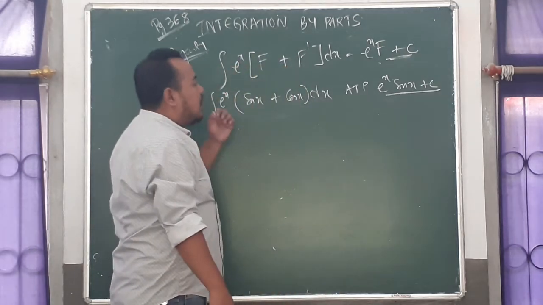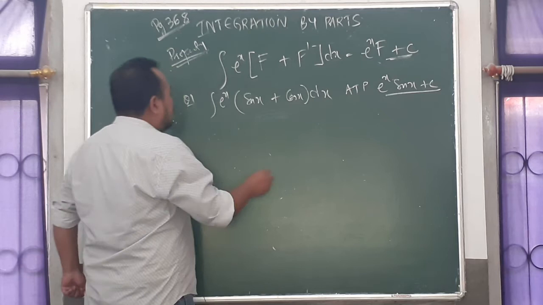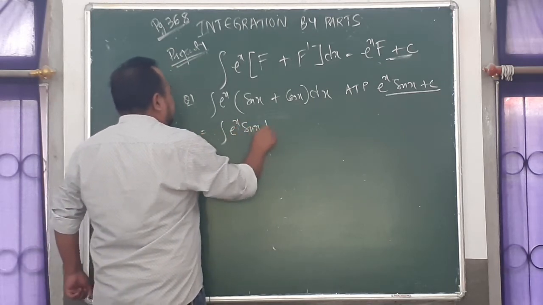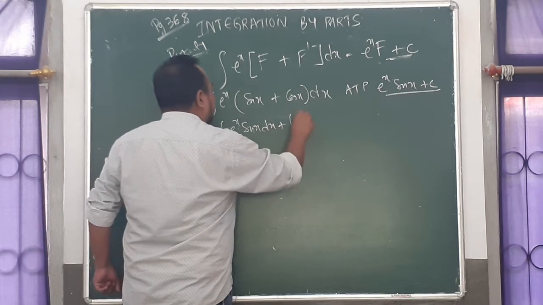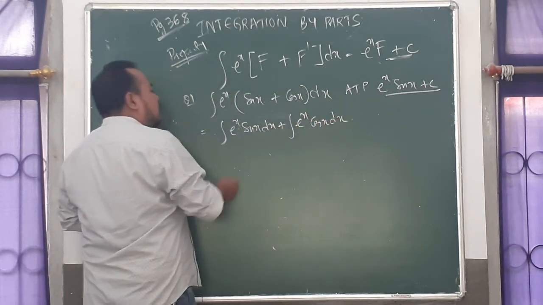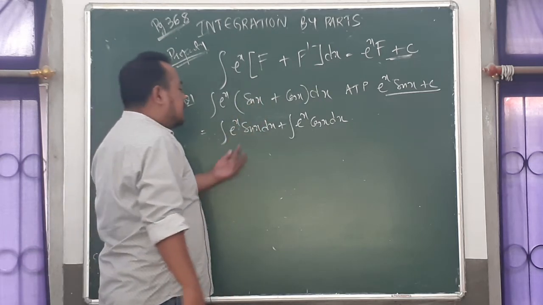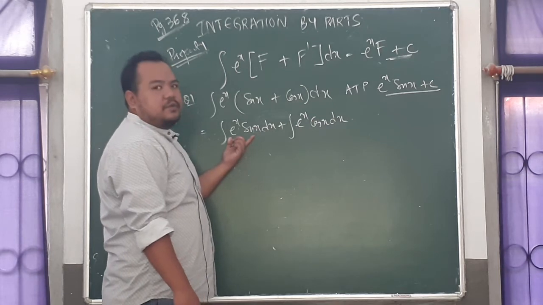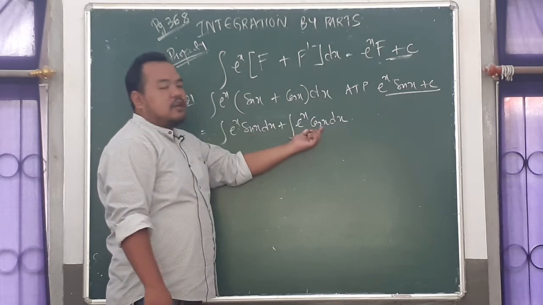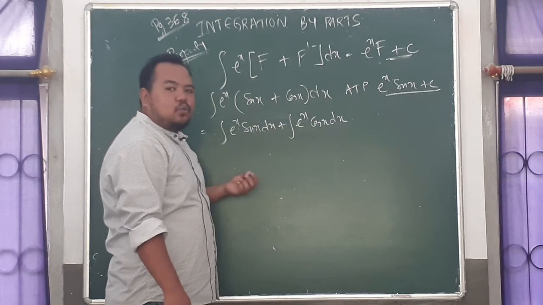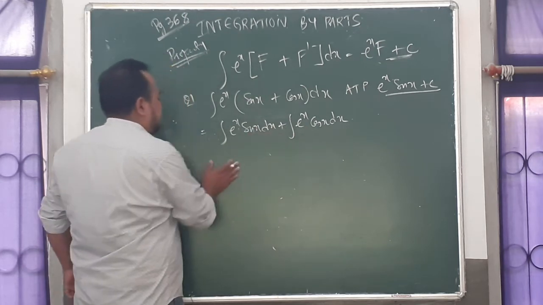But I'm going to teach you how you are getting e to the power x sin x also. So just have a look. Open the bracket, e to the power x sin x dx plus integration e to the power x cos x dx. So as you can see that we split this question into two parts, e to the power x sin x and e to the power x cos x. Out here also there are two functions being multiplied, and out here also there are two functions being multiplied, so I have to use by parts. So apply by parts only for the first part, that means for the sin x.